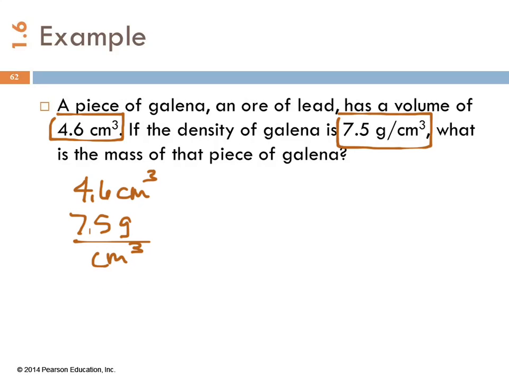Now, what are these things? It helps to understand what these units measure. What does cubic centimeters measure? A volume. Okay, it also says volume of, so that should be a clue. So that's the volume. And density is, so this is the density. Okay, what are they asking for? Mass.